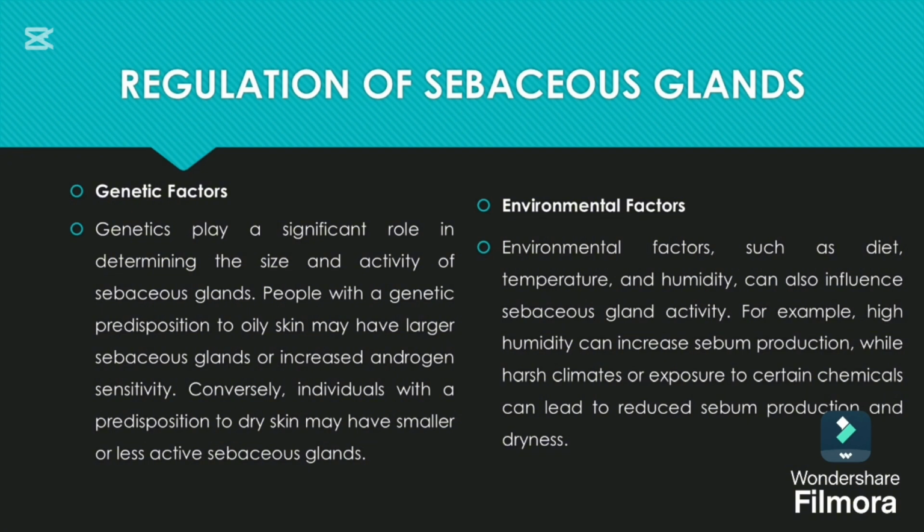If we look at environmental factors, we find out that certain environments play a role. Certain environmental conditions, such as diet, temperature and humidity, can influence the sebaceous gland's activity. For example, during high humidity, we have an increase in sebum production, while during harsh climates, the sebaceous gland secretion, that is the sebum production, is going to reduce, and this is going to cause the skin to remain dry. When we look at harsh environmental conditions, we're looking at harmattan seasons. This is going to cause dryness to the skin.